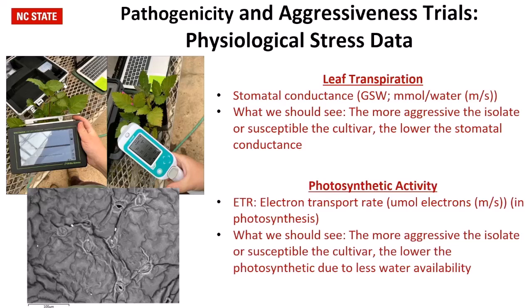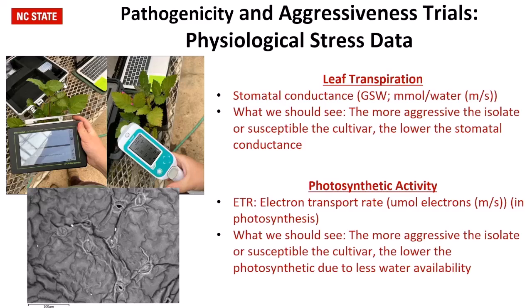And really in layman's terms, that means how efficient the plant is at converting light energy to chemical energy in order to conduct photosynthesis. Okay, so we looked at two of those. So again, the same trend. If the isolate's more aggressive, or the cultivar more susceptible, we would expect lower photosynthetic activity.